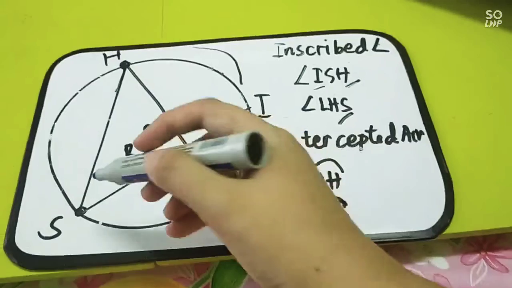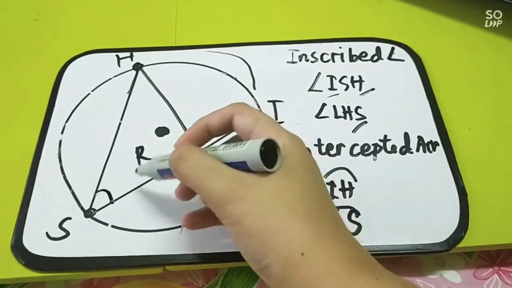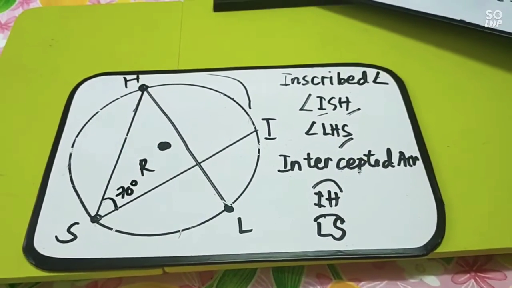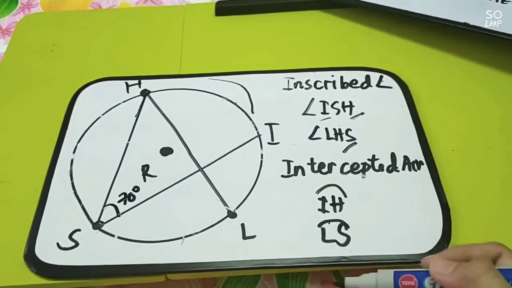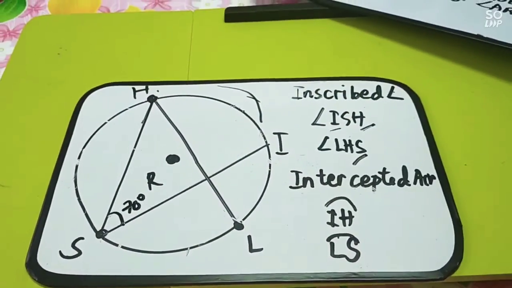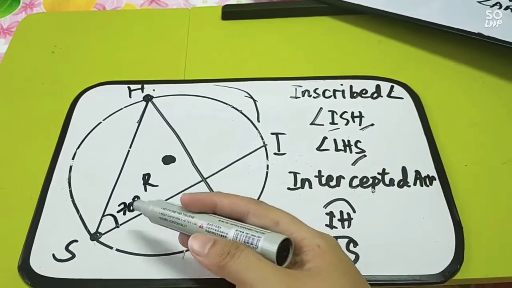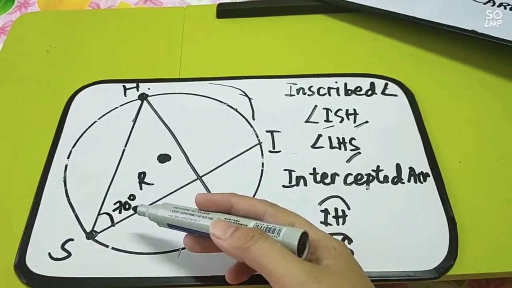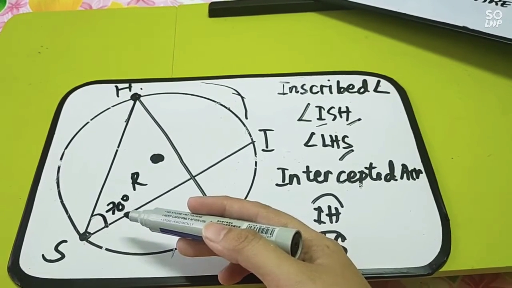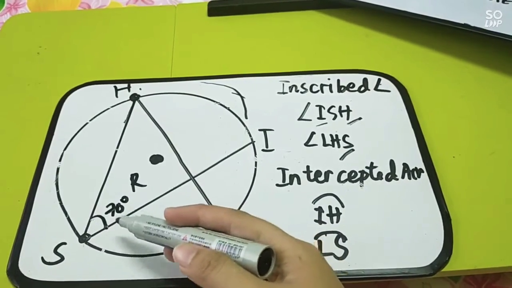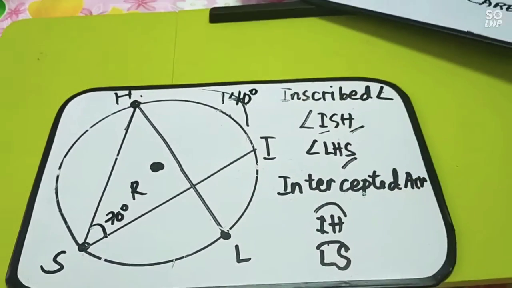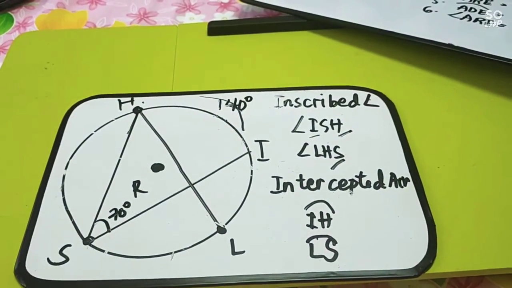Okay? What if the given angle is 70 degrees? If this angle is 70 degrees, what is the measure of arc HI? So, multiply it by 2, because according to the inscribed angle theorem, the measure of the inscribed angle is half the measure of the intercepted arc. So, therefore, 70 multiplied by 2, the answer is 140 degrees. That is HI. Is it clear?